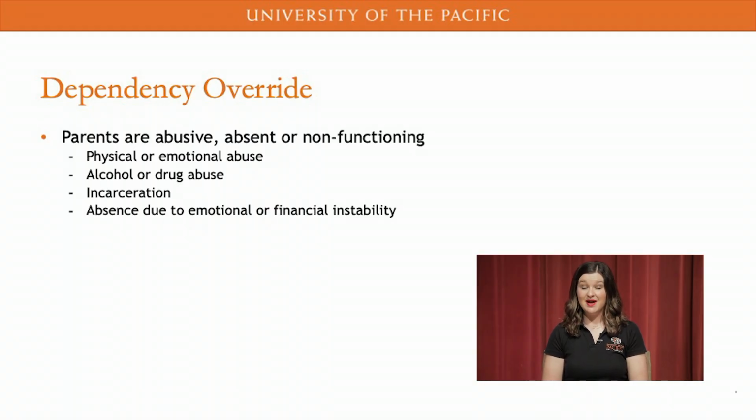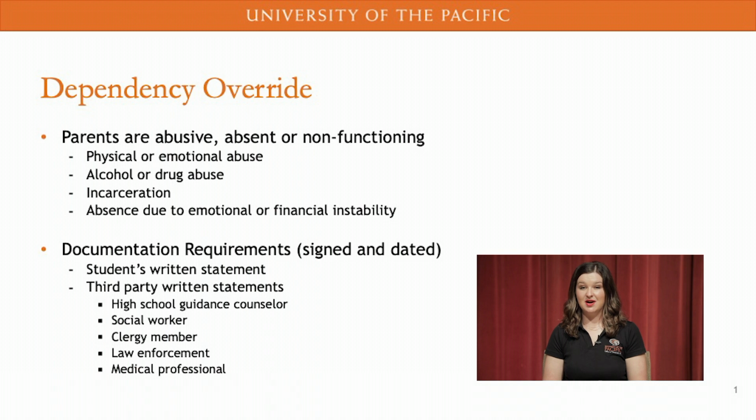This would apply to dependent students who regularly would need to include parent information on the FAFSA, but perhaps are unable to for a variety of reasons. These circumstances could be perhaps your parents are abusive or they're absent and they're not able to function in their capacity as a parent. Could be due to physical or emotional abuse, alcohol or drug abuse, incarceration, or perhaps absence due to emotional or financial instability. If one of these circumstances apply to you, we want to hear from you.